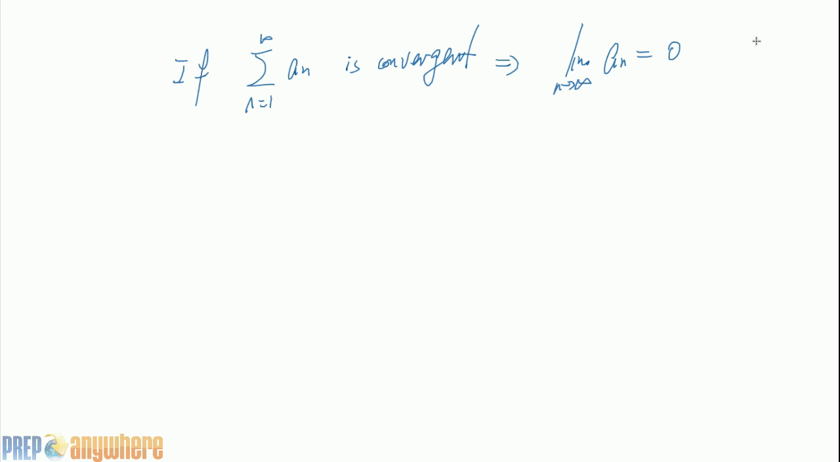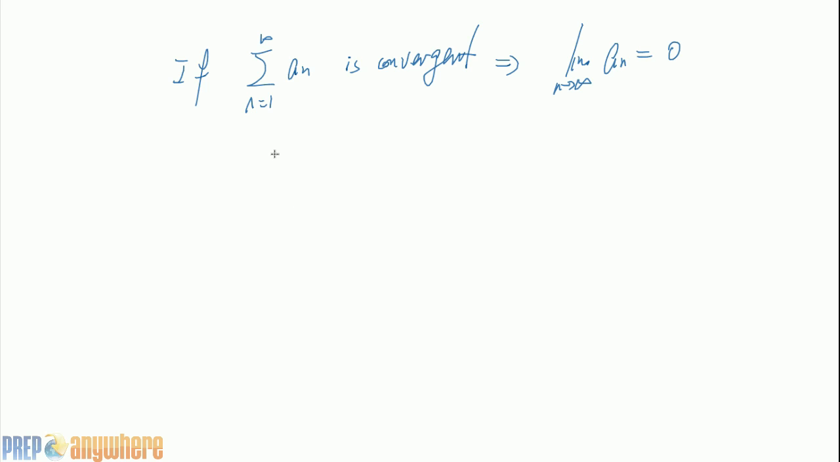Okay, so let's consider the first theorem of convergence. If the sum from n equals 1 to infinity of a_n, the general term a_n, is convergent, then the limit as n approaches infinity of a_n has to be 0. Okay, so let's think about why this is so.